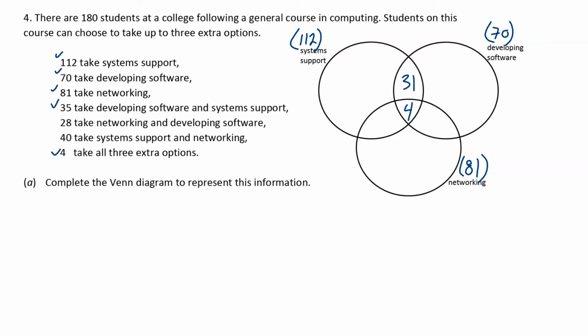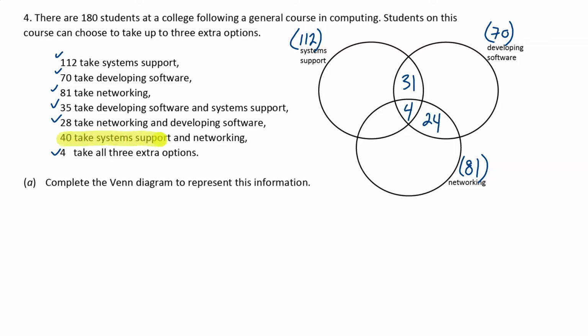be 31. Next, I look, it says 28 take networking and developing software. Again, the key word there is "and." We're looking at an intersection again, and it's the intersection between networking and developing software. So that's right here, networking and developing software. We're talking about 28 people. We've already got 4, so the balance is 24.